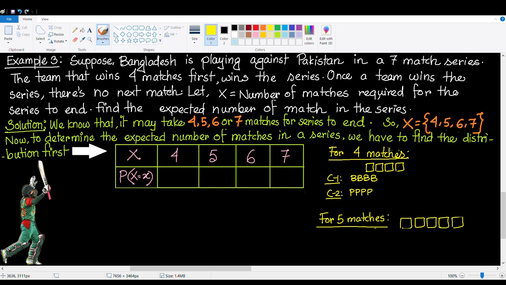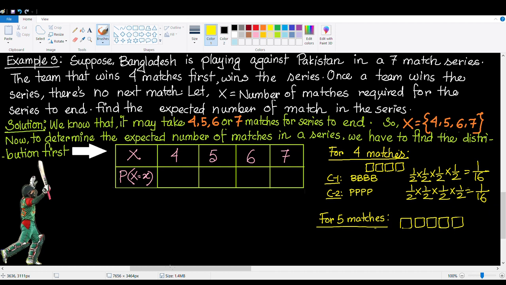So for 4 matches, we can consider there are 4 free boxes, and if all 4 of the boxes are filled up by either B or P, then we can say that yes, the series will end in 4 matches. Now, what is the probability that all of the first 4 matches will be won by Bangladesh? It's simple, because if you consider there's no draw, then the probability of Bangladesh to win the first match will be half, second half, third half, and fourth half. Therefore, the probability would be 1 by 16. Similarly, for Pakistan, the probability would be same. So it's 1 by 16 as well.